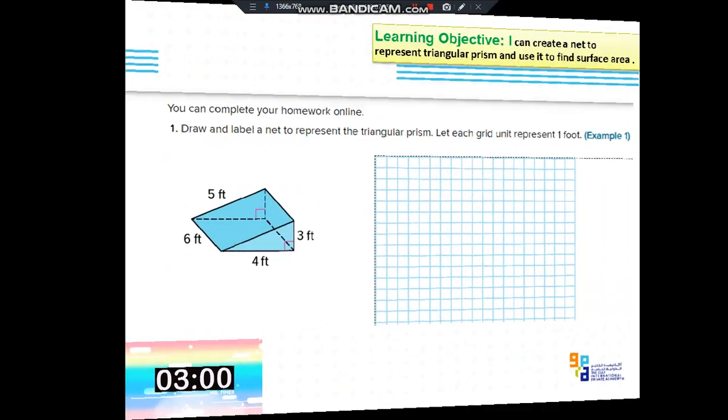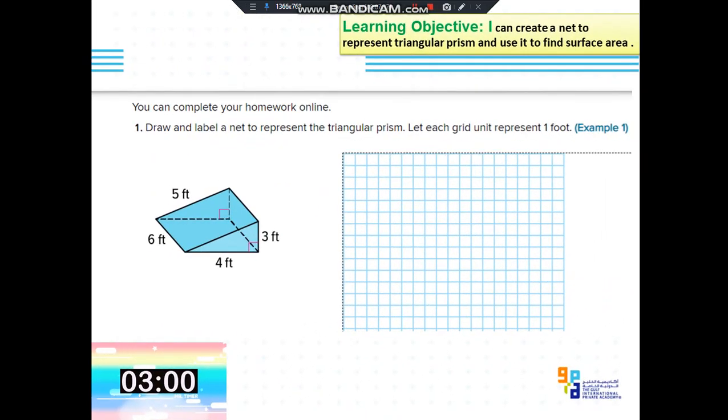Here you can also use the net to compose this shape, to find the surface area of this shape. Okay, that's good. So you can complete your homework online. Draw and label the net to represent a triangular prism. So I need to tell you the important thing for you to know.